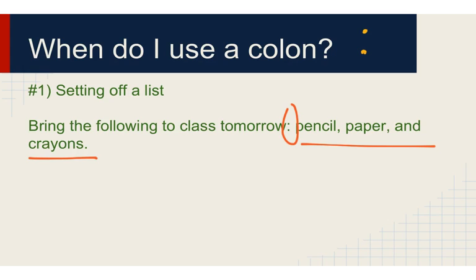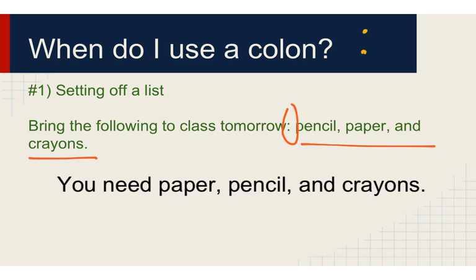Now, most of the time, if I use a list in a sentence, I might say something like, tomorrow in class you need pencil, paper, and crayons. Then the list is not separate from the sentence. So like this example on the bottom, you need paper, pencil, and crayons. I would not use a colon because paper, pencil, and crayons are a part of the sentence. However, when I'm setting up a list and the list is not a part of the sentence, it's just a list by itself, then I'm going to use a colon. Usually has the word following or including before it.